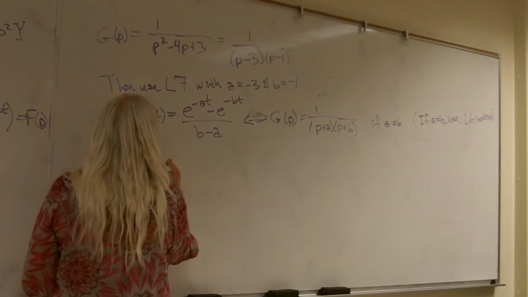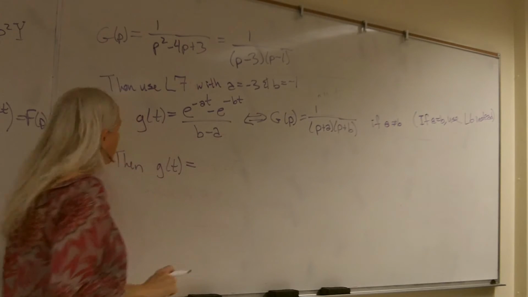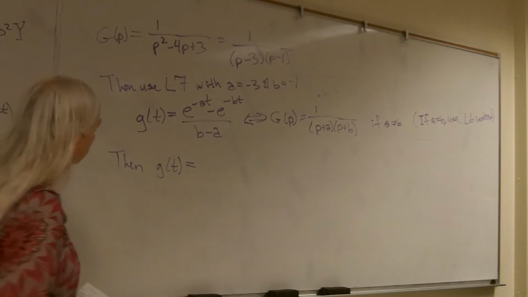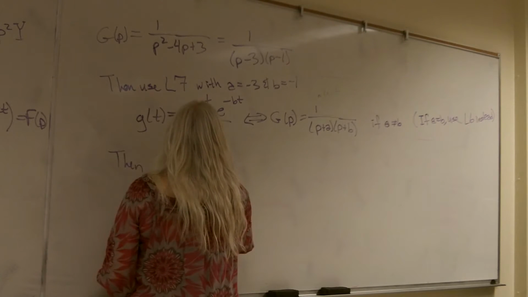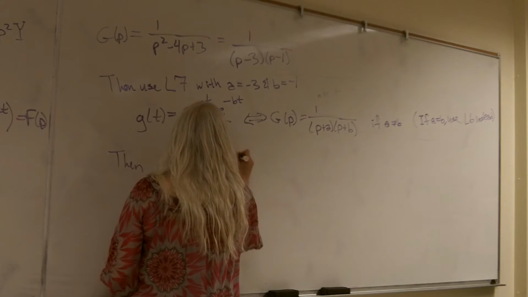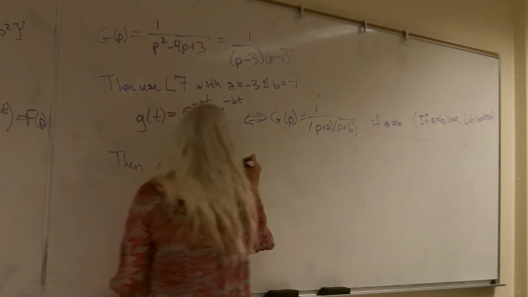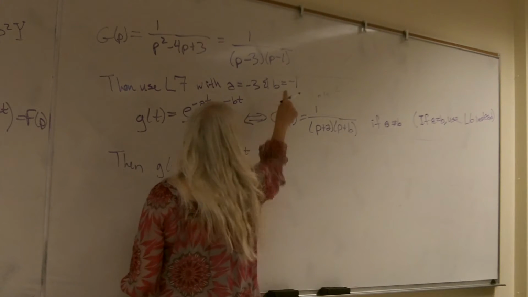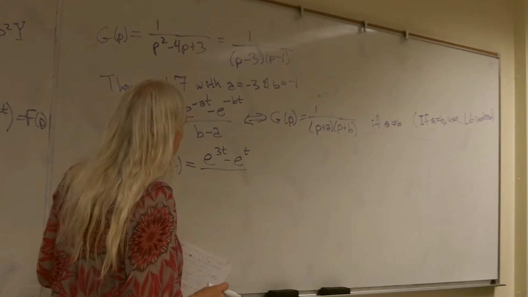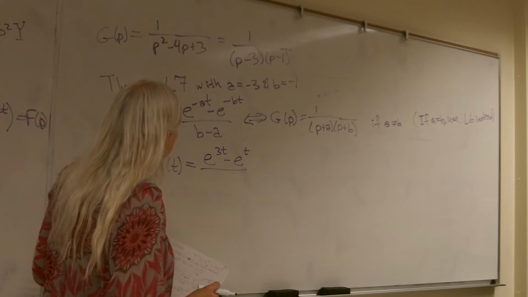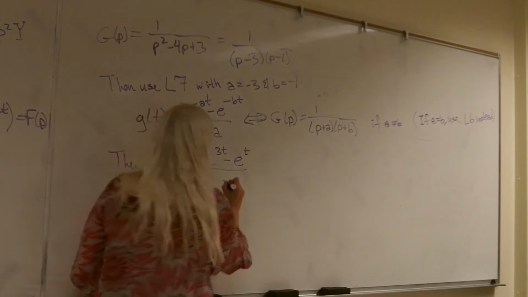then our G of t is of this form right here. We just have to plug in our values of A and B. So e to the minus at is e to the 3t. We subtract e to the minus bt, which is e to the t. Okay, plugging in b equals minus 1. And this whole thing is over b minus a, in other words, minus 3 minus a minus 1. In other words, minus 3 plus 1 is minus 2.